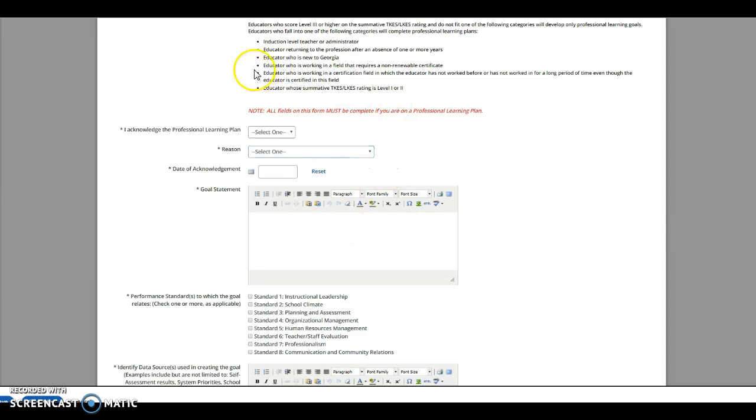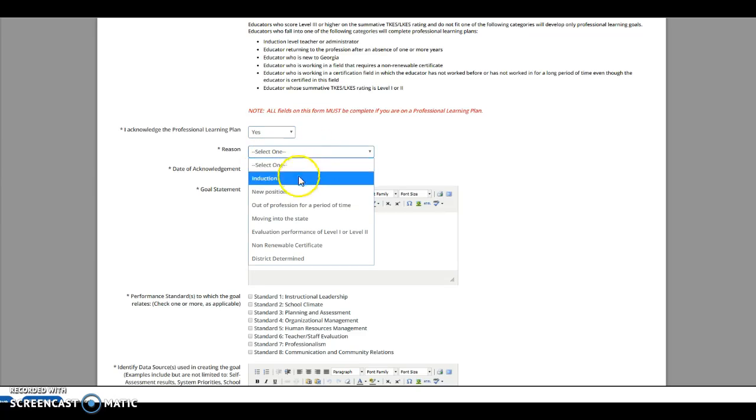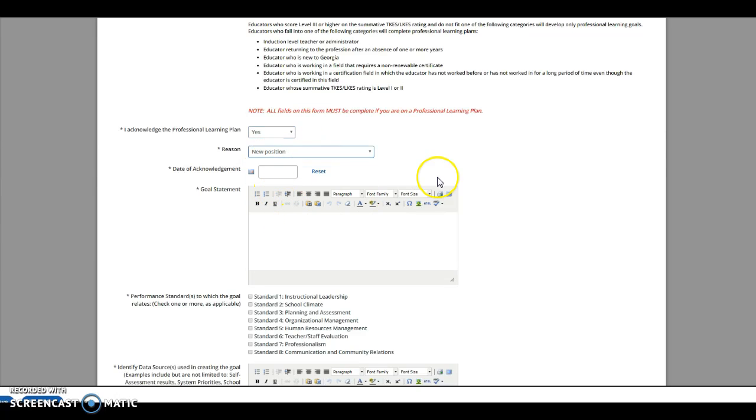Now, everybody is on a full plan. Some people are induction level, which means 3 years or less. Some people are new to the middle school. They've changed grade levels. They've changed fields. That's the reason they're on a full plan, and so you just put your reason. So I acknowledge I've accepted the plan because I'm in a new position. I'm now teaching social studies instead of language arts, and I've never taught social studies before. So I put the date. Then I type in my goal statement.